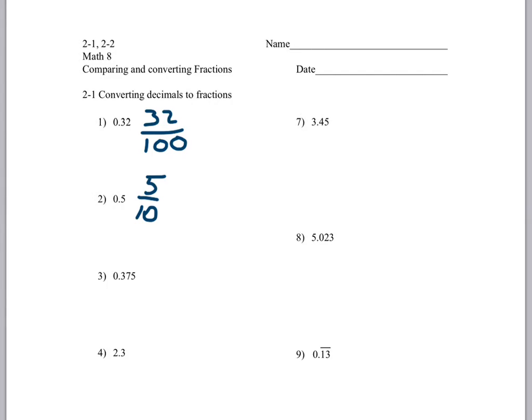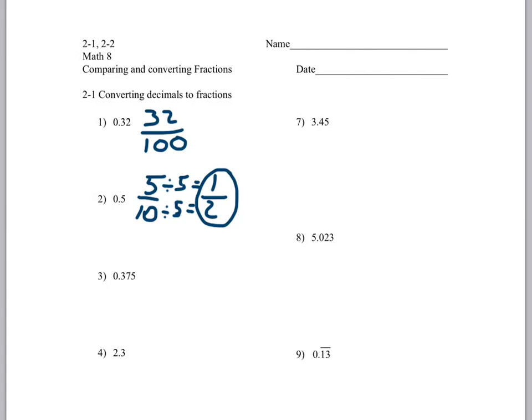However, this one can actually be reduced. Actually, the last one can be reduced as well. We need to go back to that one. Let me finish this one. 5 tenths can be reduced, since both the 5 and the 10 are divisible by 5. If I divide the 5 by 5, I get 1. If I divide the 10 by 5, I get 2. And so my fraction reducing 5 tenths becomes 1/2.